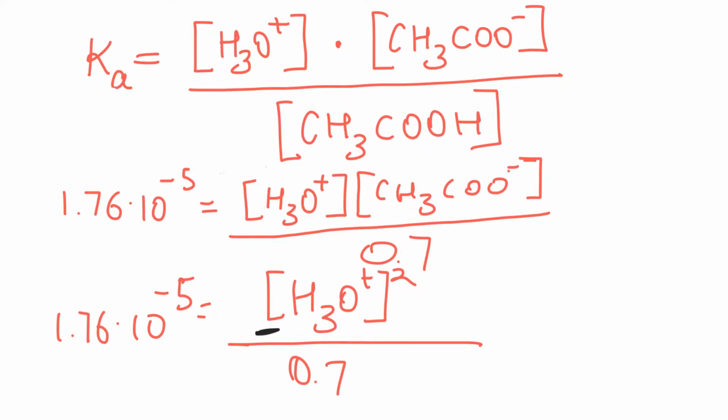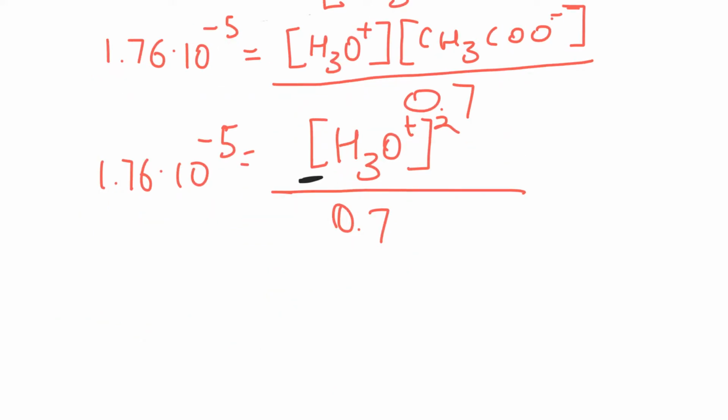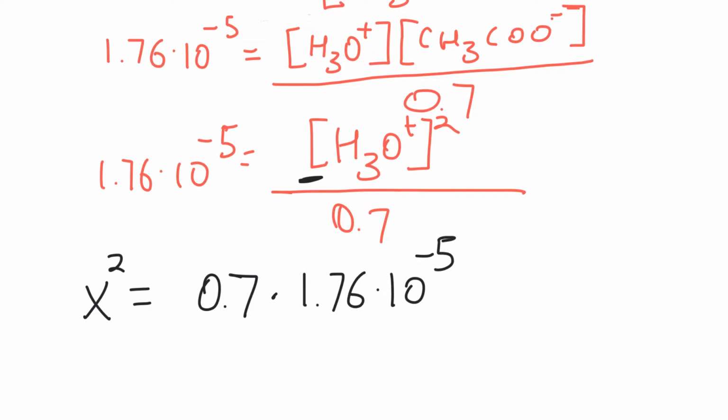So there's a lot to keep track of, but I promise you, once you do 3 or 4 problems on your own, you will get this down. It's not that hard. Now that you have this set up, instead of writing H3O positive every time, I'm just going to write X. Okay, so X squared equals 0.7 times 1.76 times 10 to the negative 5, which gives me 1.2 times 10 to the negative 5.